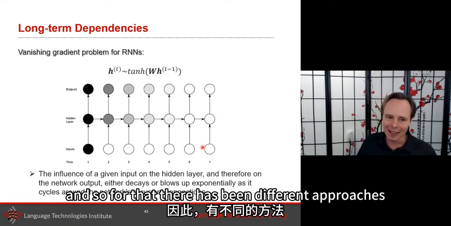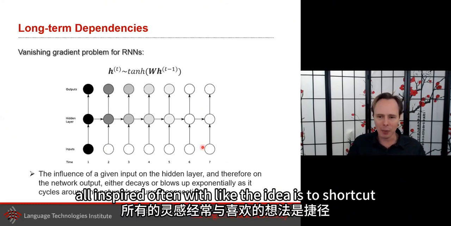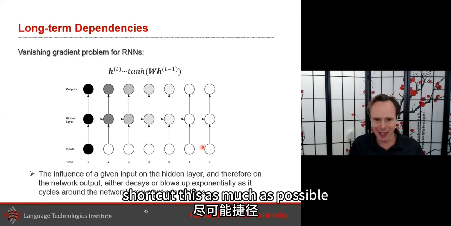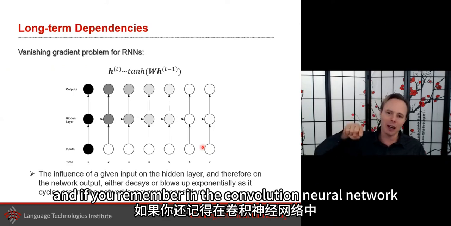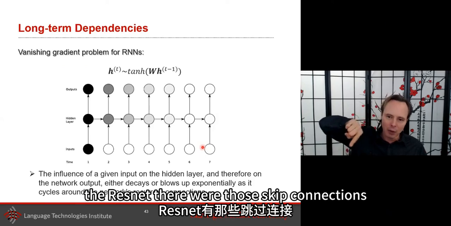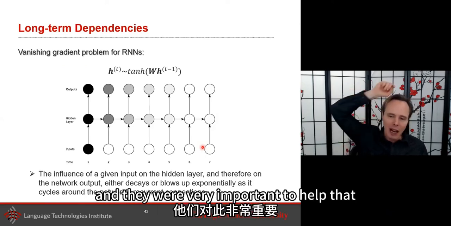And so for that, there have been different approaches, often inspired by the idea of shortcutting this as much as possible. If you remember in convolutional neural networks, the ResNet had those skip connections, and they were very important to help with that.